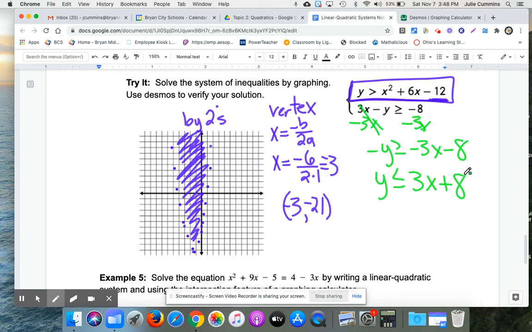So we're going to go to 8 on our y-axis. Remember, everything's by 2's. And then you're going to count your slope up 3 over 1, up 3 over 1, 3 over 1, and we can go down 3 over 1 here, and then down 3 over 1. You get the idea. This one's actually going to be a solid line, and we're going to shade below it. So we want the area that is below the line and above the parabola. So that overlap's going to happen right there, not that part. So get that out.